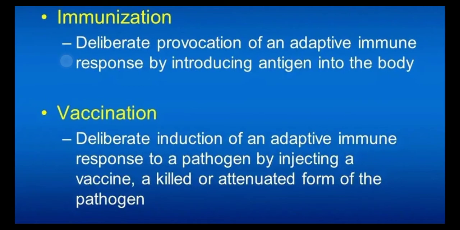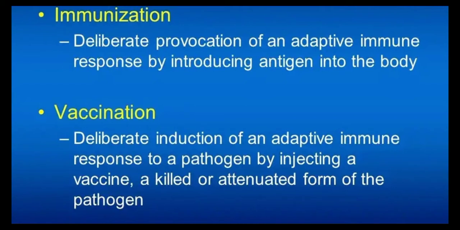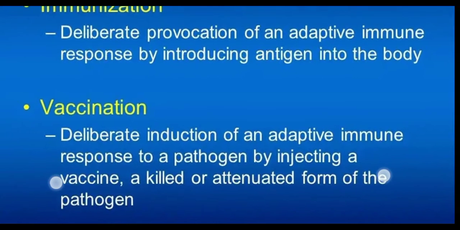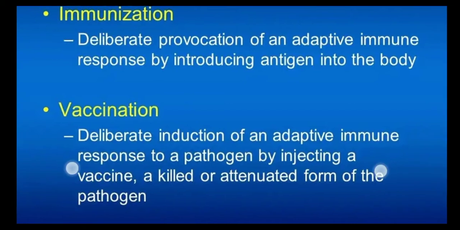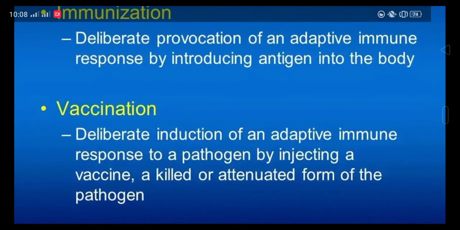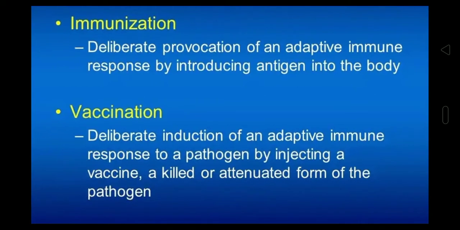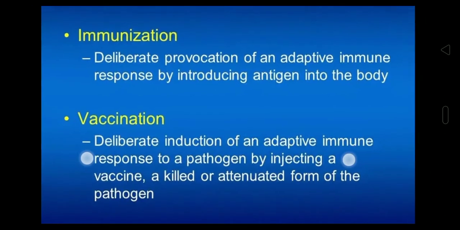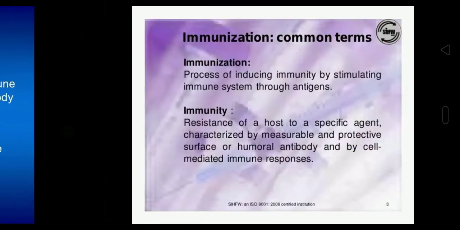Now vaccination is the deliberate induction of an adaptive immune response to a pathogen by injecting a vaccine, a killed or attenuated form of the pathogen. So in this process, the pathogen is injected into the body, which might be killed or in living form, and against that the immune system builds antibodies. So this is the process of vaccination here. Clear concept, guys? Now let's move on.